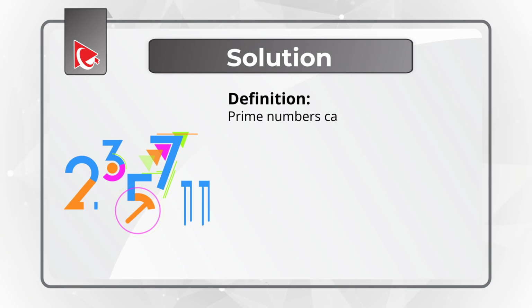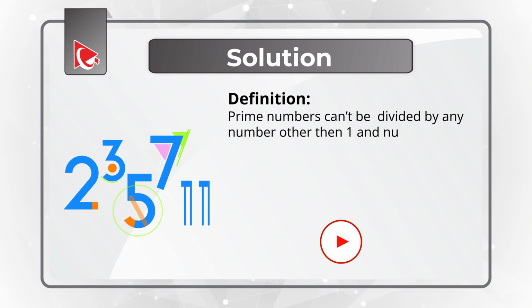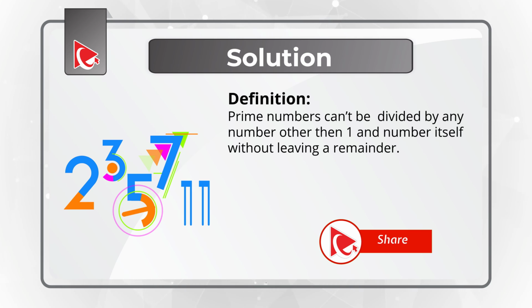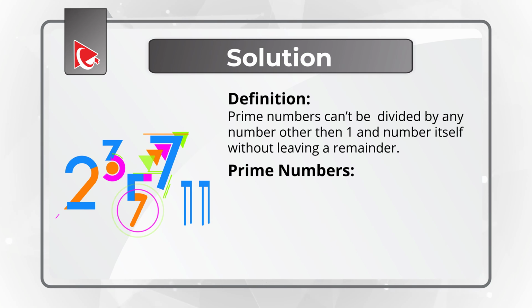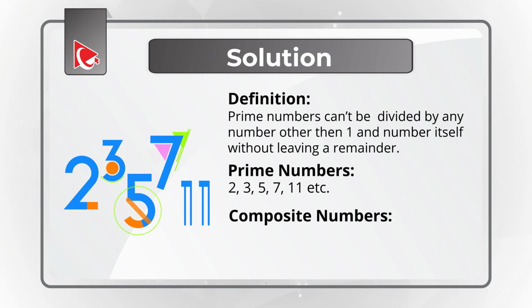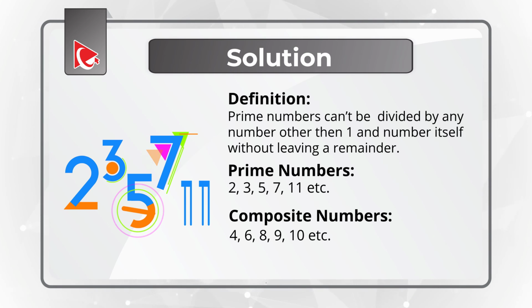To solve this challenge, let's start with the definition of prime number. Prime numbers cannot be divided by any number other than 1 and the number itself without leaving a remainder. Some examples of prime numbers would be 2, 3, 5, 7, 11, and you can continue the chain. The opposite of prime numbers are composite numbers, and examples of those would be 4, which can be divided by 2, 6, which can be divided by 2 and 3, 8, which can be divided by 2 and 4, 9, 10, and you can continue the sequence.